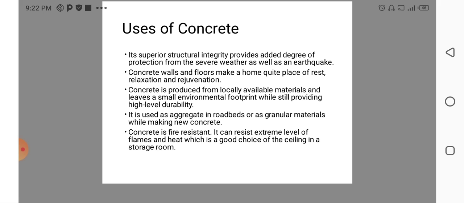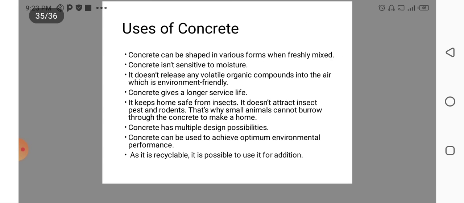Concrete is fire resistant. It can resist extreme levels of fume and heat, which makes it a good choice for sealing a storage room. Concrete can be shaped in various forms, so it is a good product for architecture to form various shapes as per requirement. Concrete is insensitive to moisture. It doesn't release any volatile organic compounds into the air.